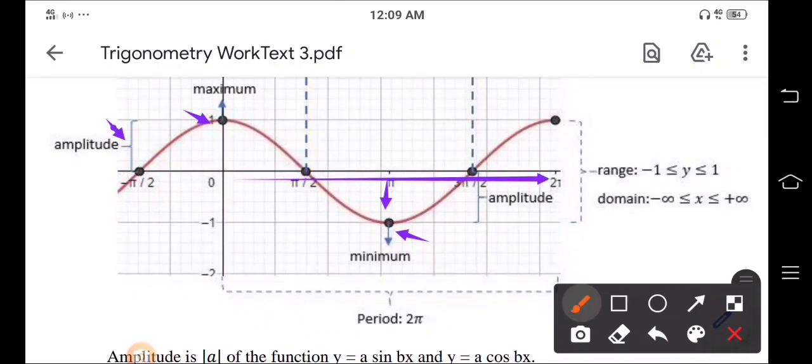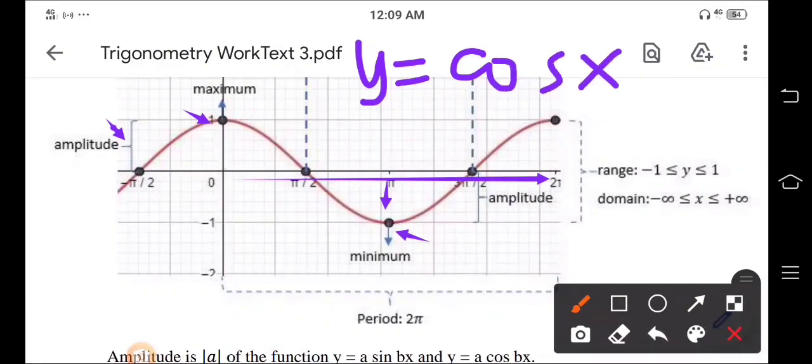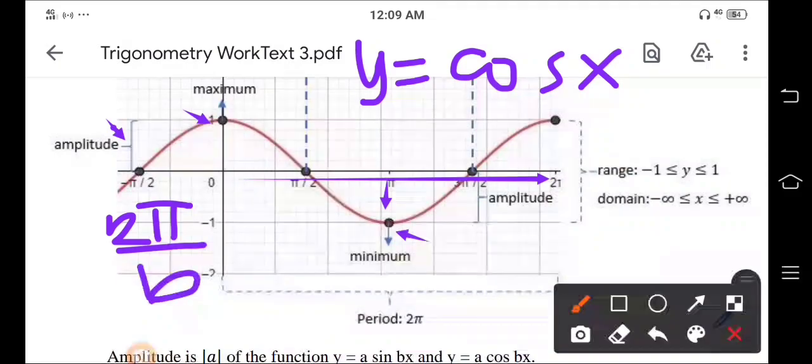How do we solve for the period? So in our given, y is equal to cosine x, considering the formula 2 pi over b, our b is 1, so 2 pi over 1 is 2 pi. So our period is 2 pi. So in getting the key points, we divide 2 pi by 4. So 2 pi is equivalent to 360 degrees. 360 degrees divided by 4 is 90.